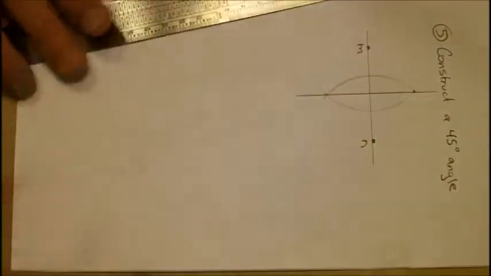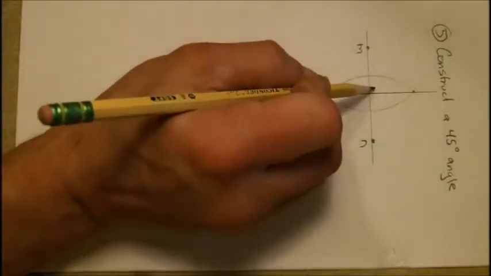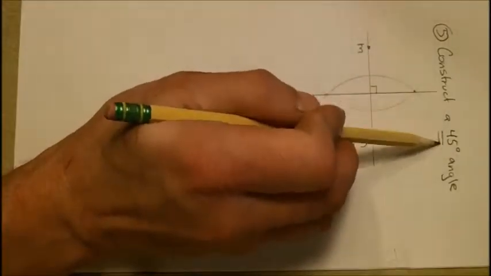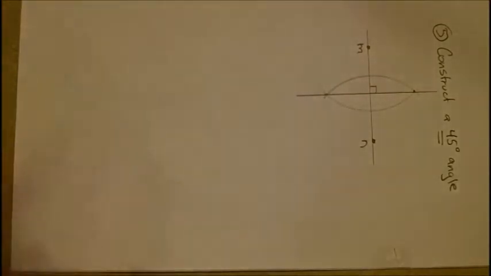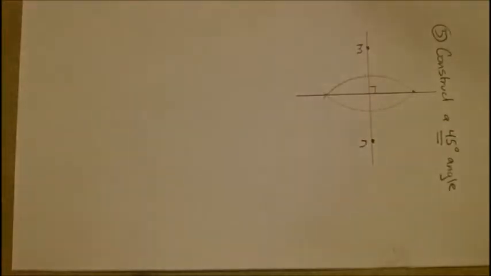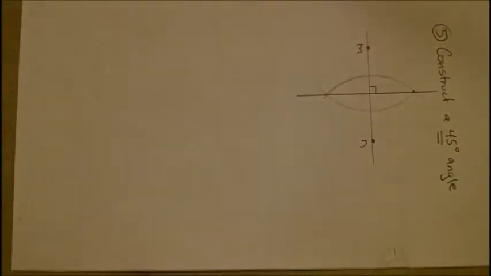And I'm going to use my straight edge to draw a line through the points of intersection. I know that that's 90 degrees. So the trick here now is to ask yourself, what's half of 90 degrees? Well, half of 90 degrees is 45 degrees, and that means we can bisect this 90-degree angle. That means cut it in half, like we did in our 4th construction, and create a 45-degree angle.